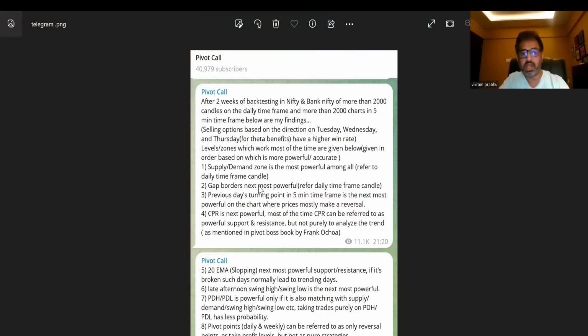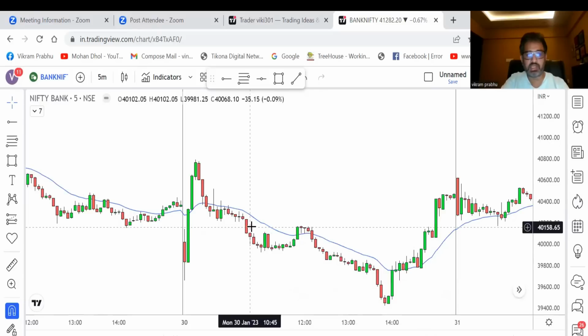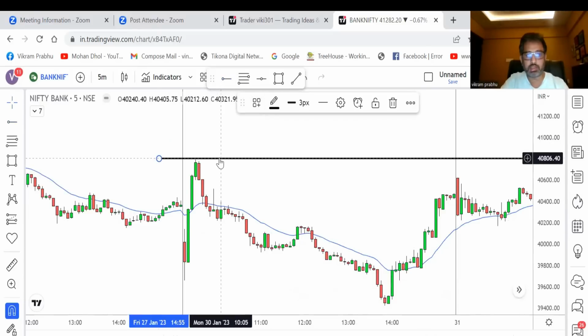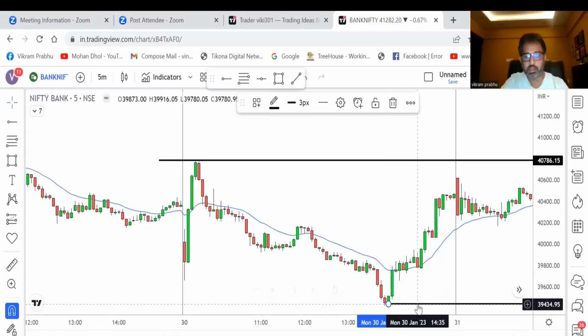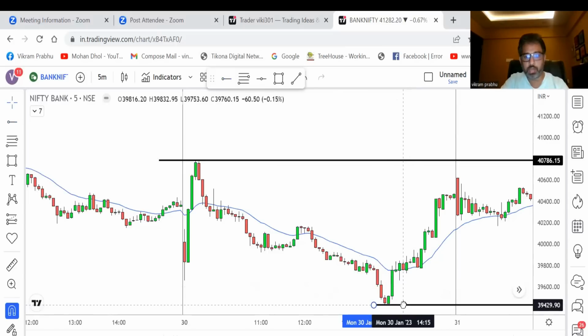So what I mean to say is that when PDH equals a supply zone, or PDL equals a demand zone, then it is very powerful. For example, this is 30th January 2023. This is the PDH and this is the PDL, right? Both are important supply and demand zones.